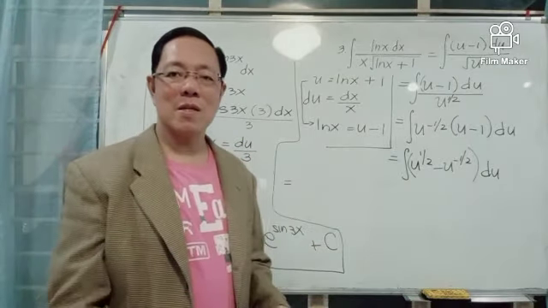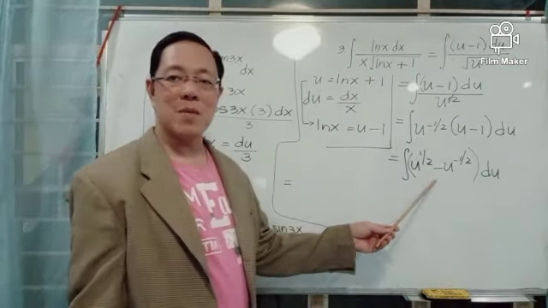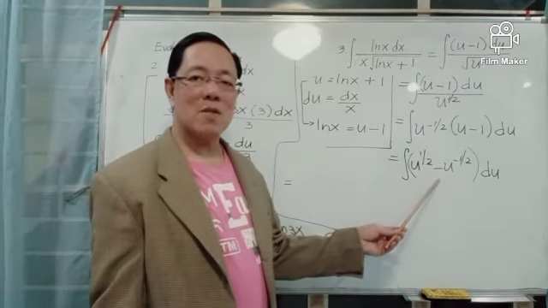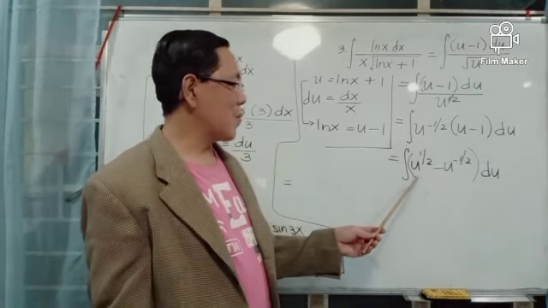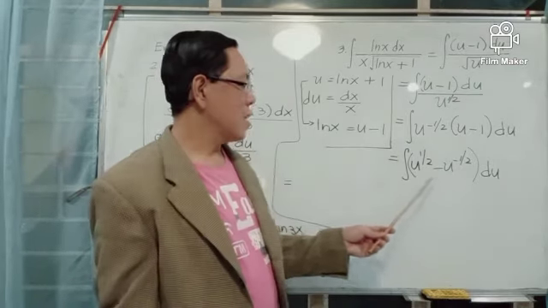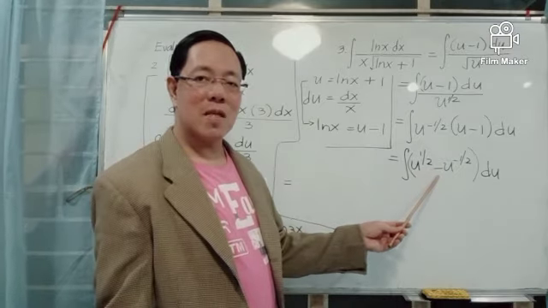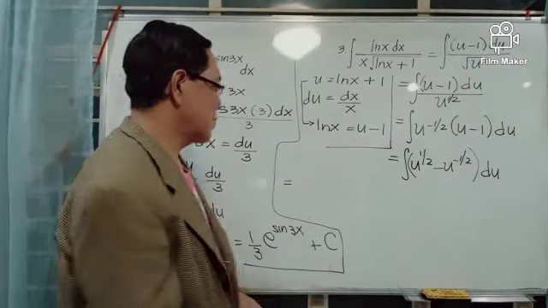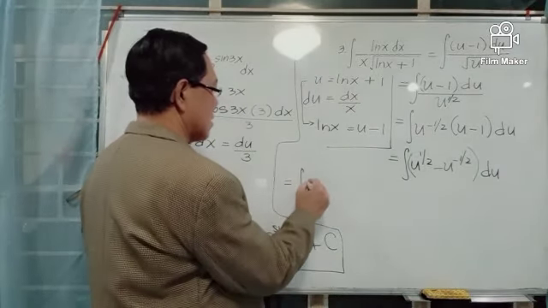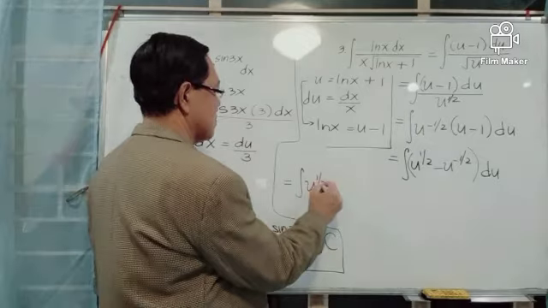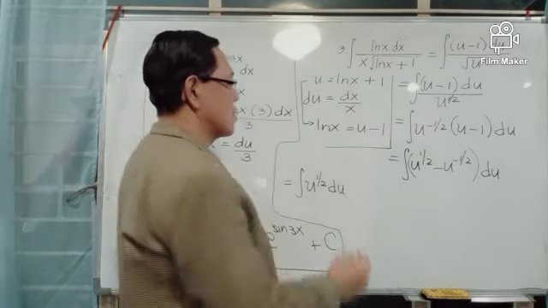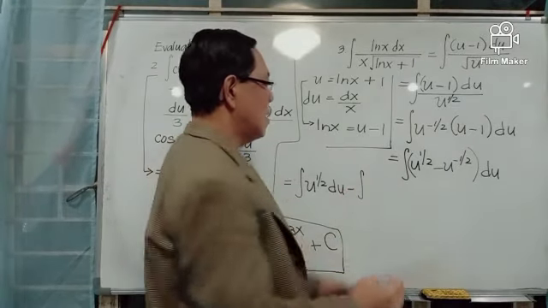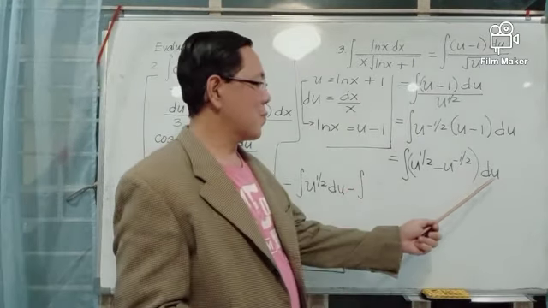And we apply the integration rule for the integral of the difference of two functions that says the integral of the difference of two functions is equal to the difference of the integrals of the two functions. Hence, the integral of this difference is equal to the integral of u raised to 1 half with respect to u, minus the integral of u raised to negative 1 half with respect to u.